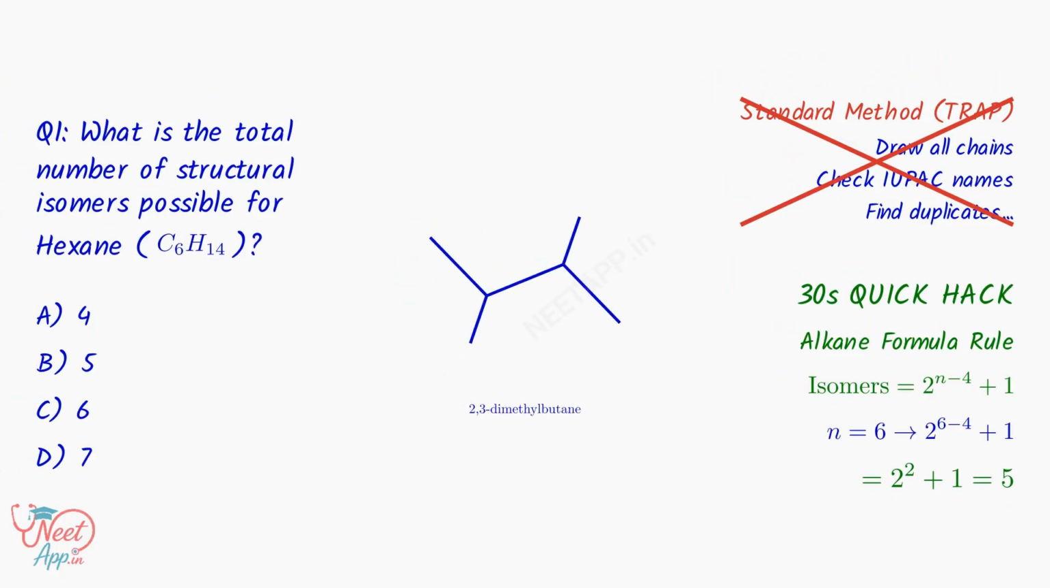Option B is your correct answer. Notice the 5 distinct structures flashing in the center. Memorize the formula, completely skip the drawing and save your time.